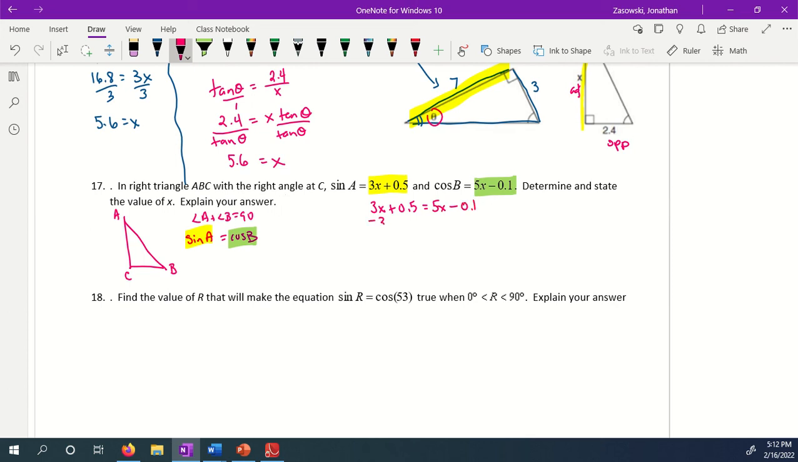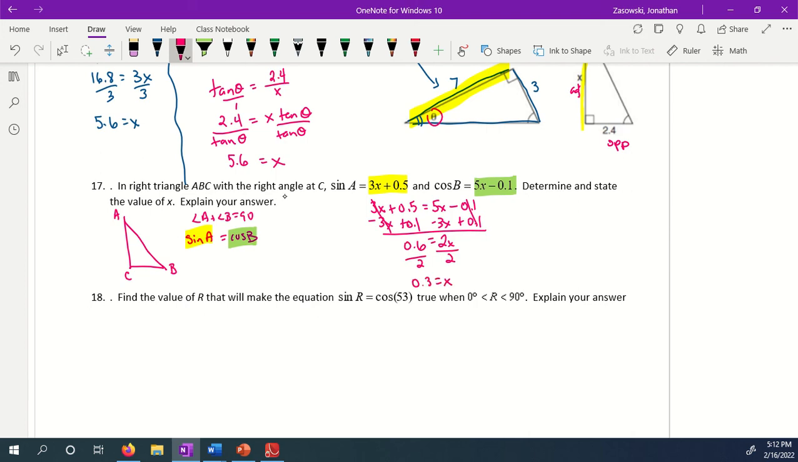So take away the 3x from both sides. That'll leave us with 2x. We can add the 0.1 back to the other side just to save some space here. You get 0.6 and then divide by 2, and 0.3 is going to equal x.